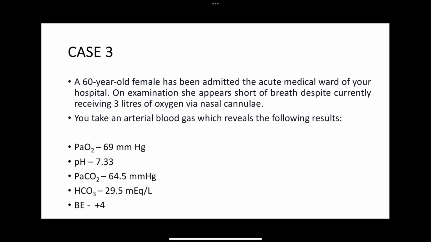Coming to the next case, a 60-year-old female has been admitted to the acute medical ward of your hospital. On examination, she appears short of breath despite currently receiving 3 liters of oxygen via nasal cannulae. You take an arterial blood gas which reveals the following results: PaO2 69, pH 7.33, PaCO2 64.5, bicarbonate 29.5, and base excess of +4.